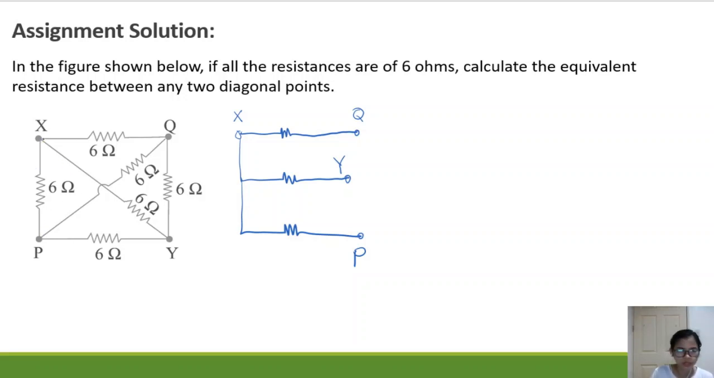Let's proceed with the connections from node Q. From node Q, there is a resistor connected to node X, and we have already drawn that. To node P. Oh, okay. So there is a connection from node P to node Q. No. Oops. So what I'll be doing instead is extending P and Q.